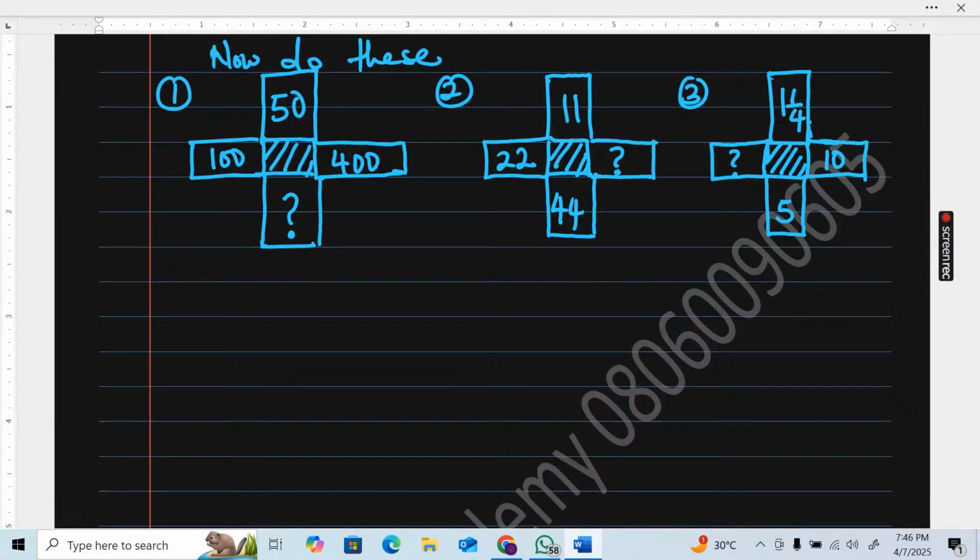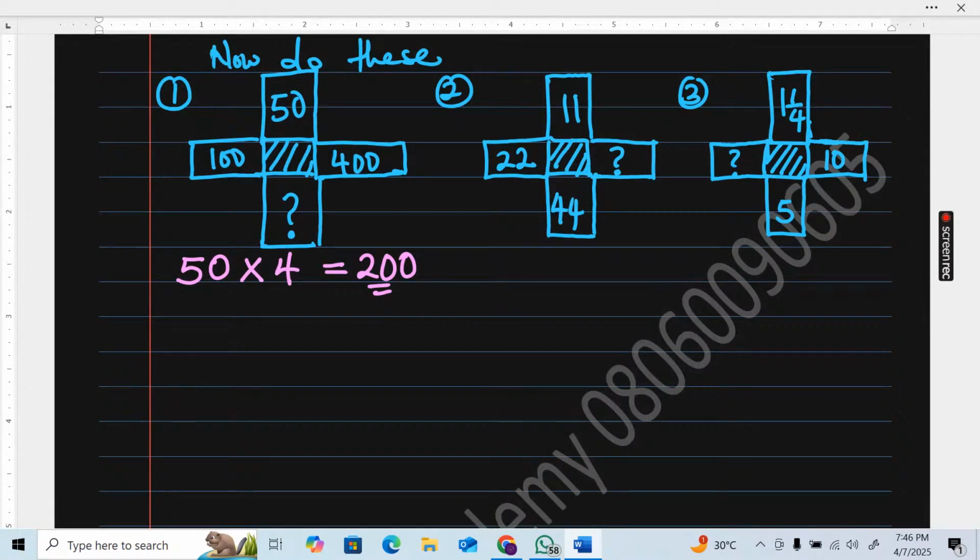So since we want to get the number below, we multiply 50, which is above, by 4. So that will be 50 times 4, which is equal to 200. Yes, for those who got it, give yourself 5 stars. You multiply it by 4.